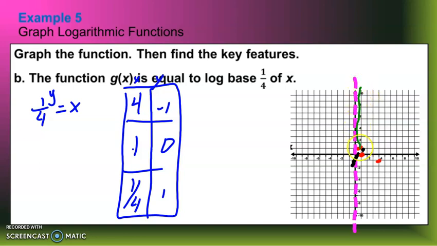So it comes down here, crosses the x-axis. So this is a decay because I have a base of 1/4, so that means it's going down from left to right. So there I would have a reflection over there, and the reflection on this one would just be going across here. So it just flips it up like that.